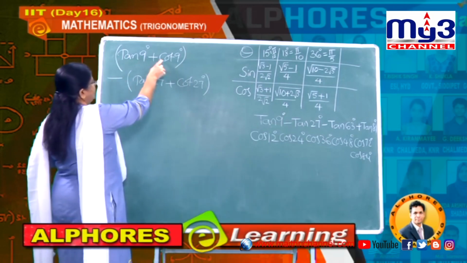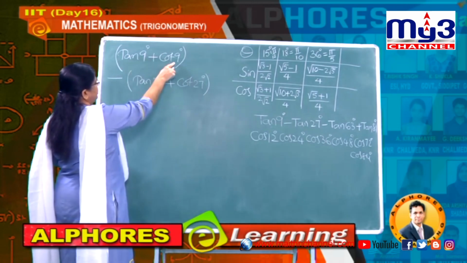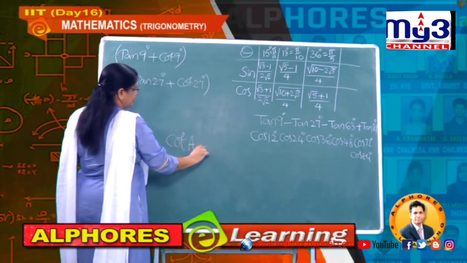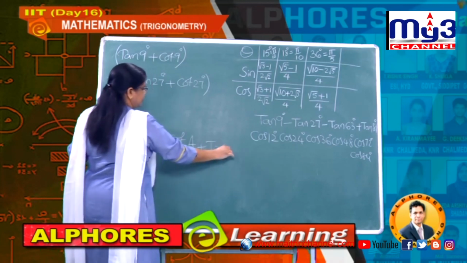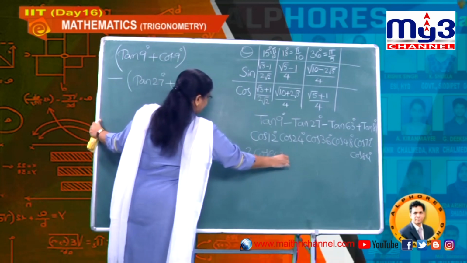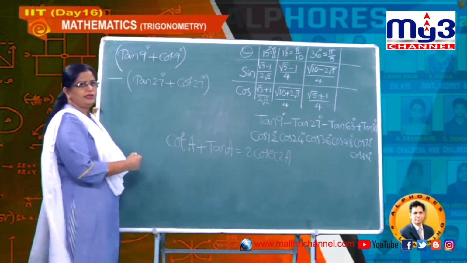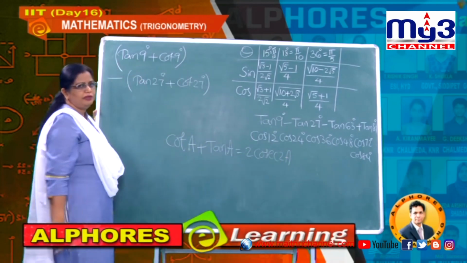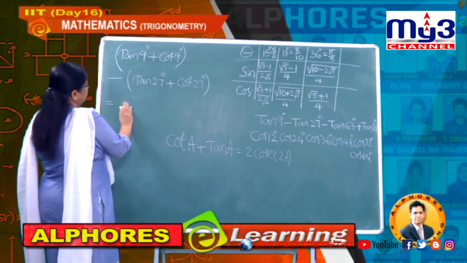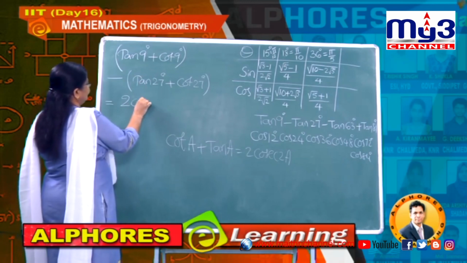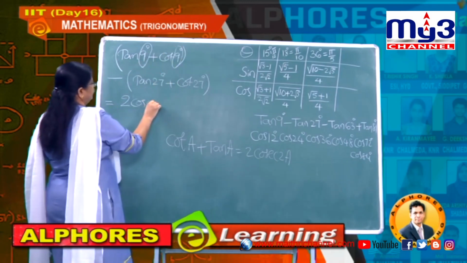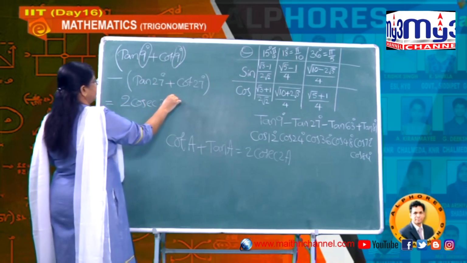Now from multiple and submultiple angles we have proved a result: cot A plus tan A is nothing but 2 times cosecant 2A. This is the result we have proved. So now I am going to make use of this, because you do not know the value of 9 degrees. Hence it is 2 times cosecant, and the A value here is 9 degrees, therefore it is 2 into 9 degrees.